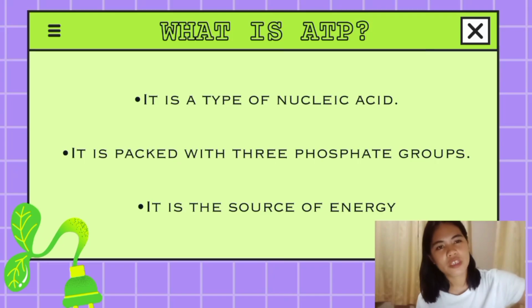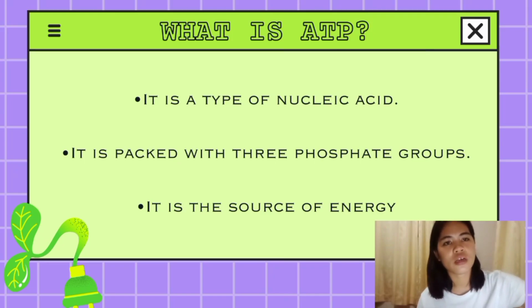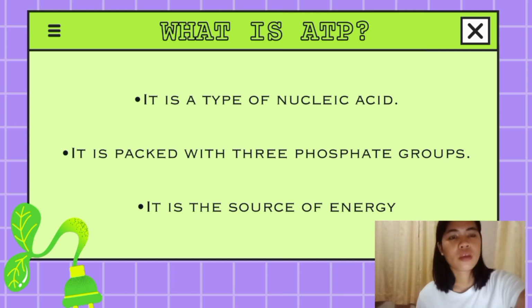Hello everyone, my name is Francisca Colandro and I will discuss the ATP structure and cellular respiration. Let us first give a little introduction about adenosine triphosphate, or ATP. If you remember the four major biomolecules in our previous lessons, which are carbohydrates, lipids, proteins, and nucleic acids. Now, let's define adenosine triphosphate, or ATP.